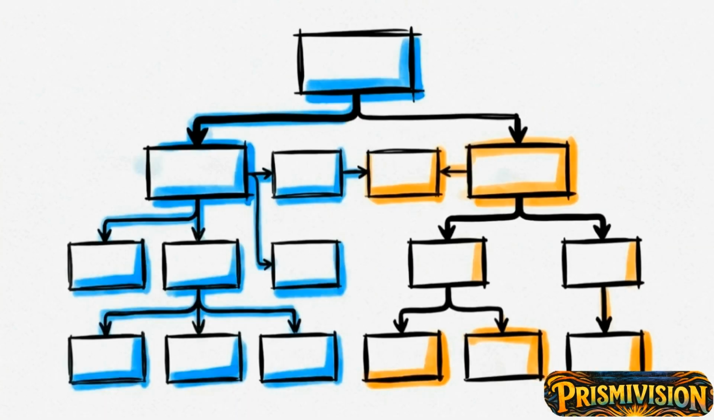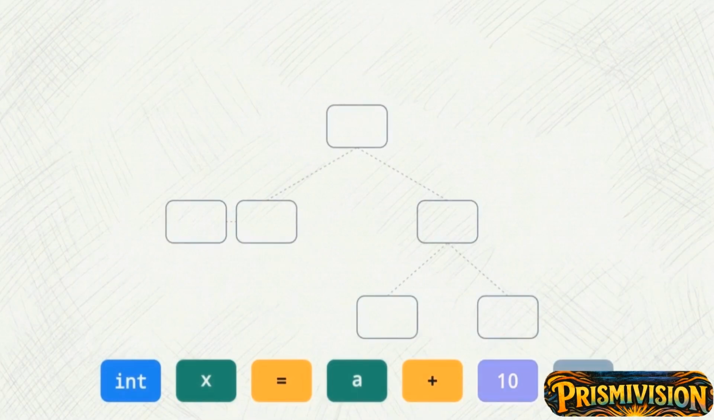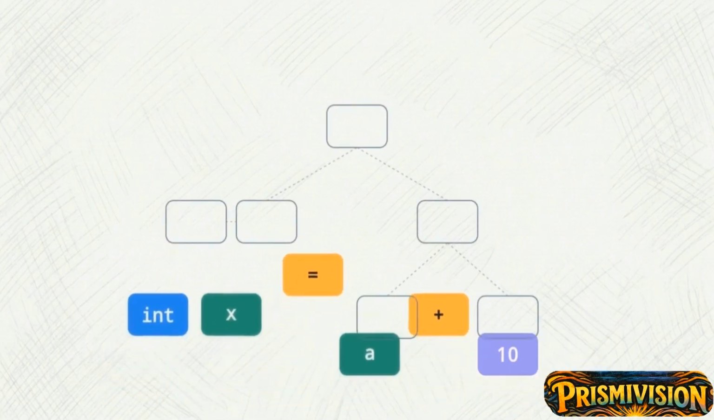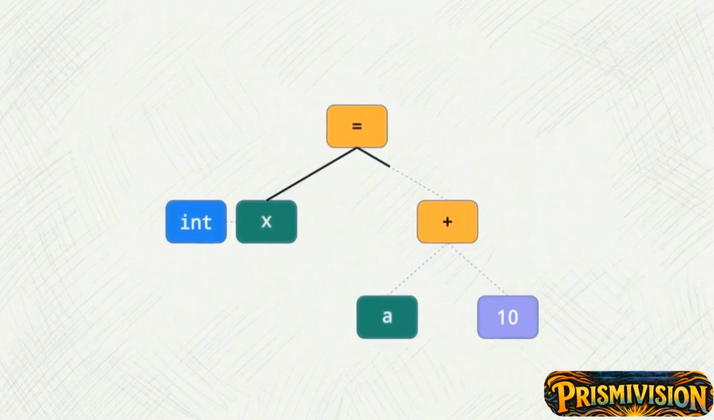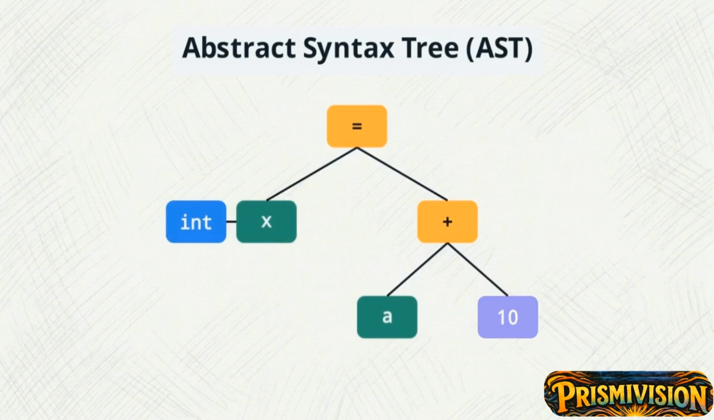Those categorized tokens are then passed to the second phase of the compiler, syntax analysis, performed by a parser. Here we see the parser applying the language's strict grammatical rules to that flat sequence of tokens. The blocks shift and stack, connecting into a branching structure called an abstract syntax tree, or AST. Notice how the operators, the equals and the plus signs, become the parent nodes dictating the hierarchy.